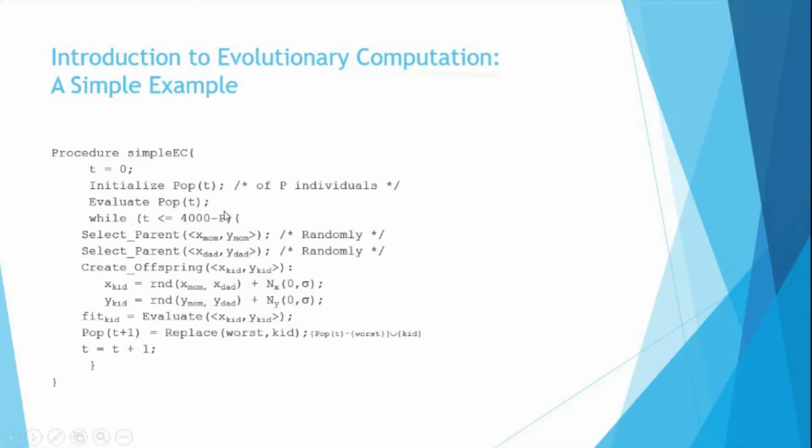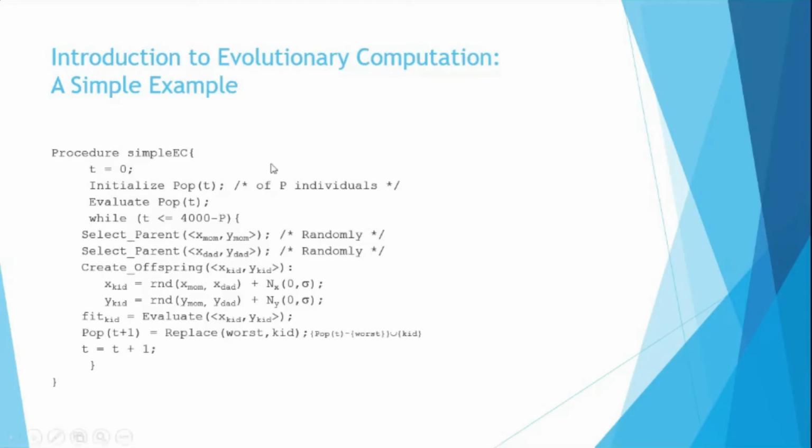Actually, this p is not required here. Since we have to evaluate up to 4000 generations, that is why we are taking 4000. T less than or equal to 4000, minus p means there are p individuals. In each iteration, one new individual is generated. We have to evaluate a total of 4000 individuals.